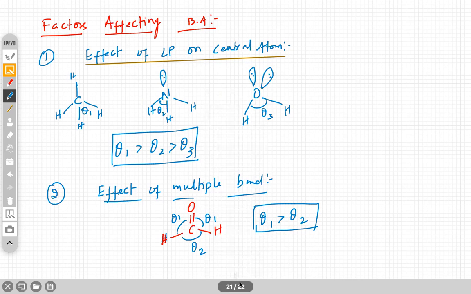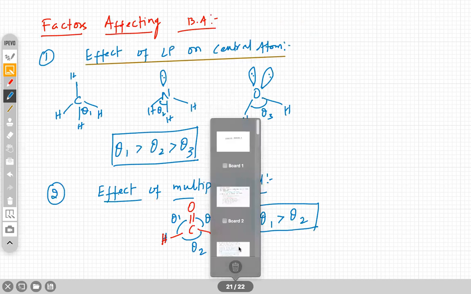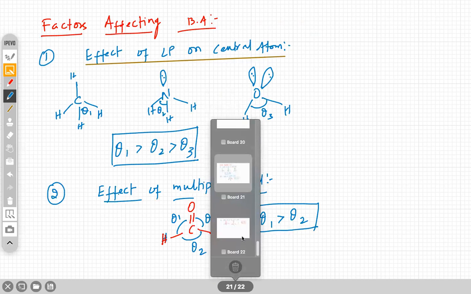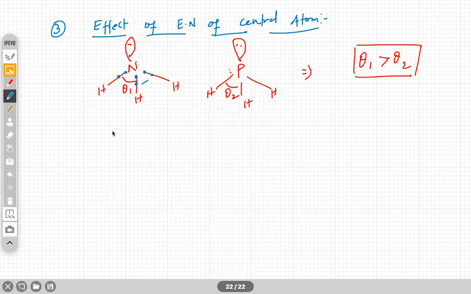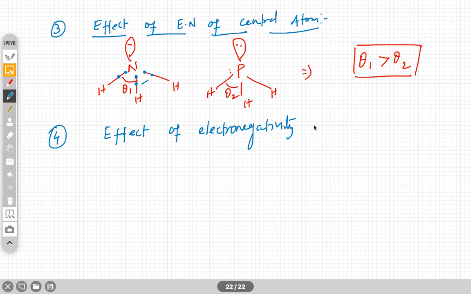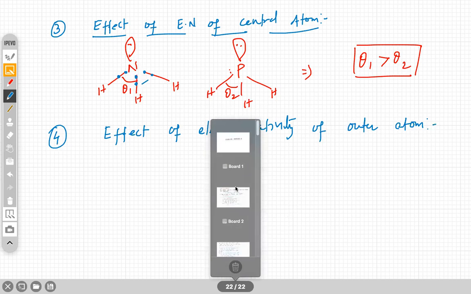Done. Okay. Fourth one. Effect of electronegativity. You want me to go back, Pranav? Okay. Just a second. Of outer atom. I'll share the notes anyways. Not a problem.